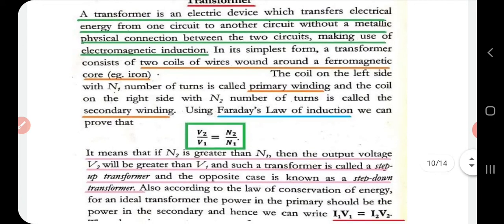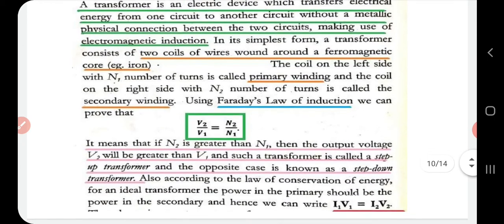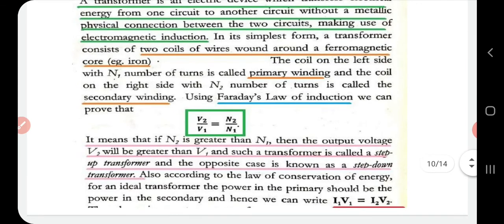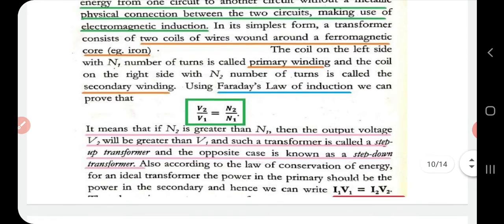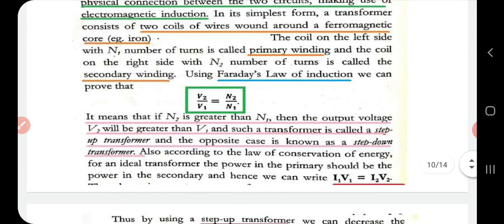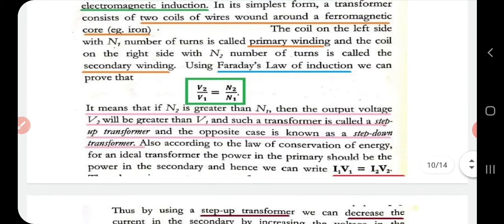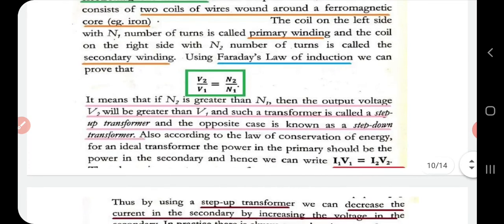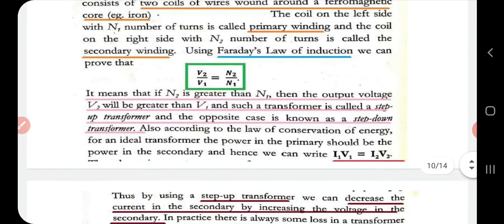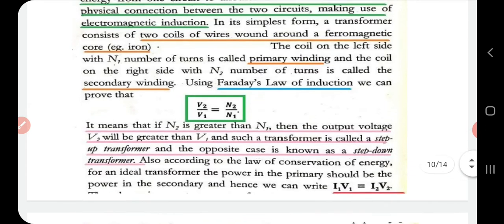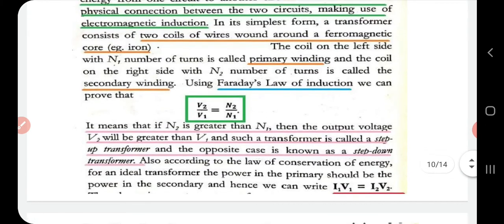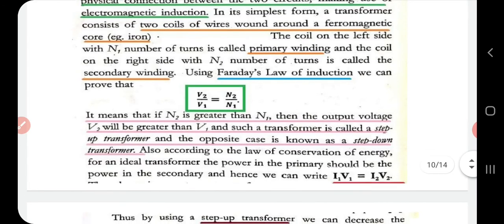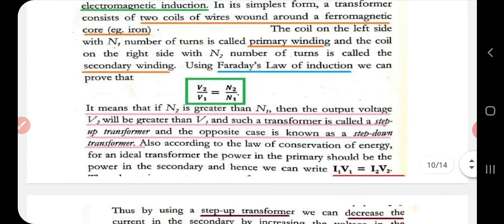In simplest form, a transformer consists of two coils of wires wound around a ferromagnetic material called iron. Now, the coil on the left side with n1 number of turns is called a primary winding, and the coil on the right side with the n2 number of turns is called secondary winding. So the coil on the left with n1 number of turns is a primary, and the coil on the right with n2 number of turns is the secondary winding.